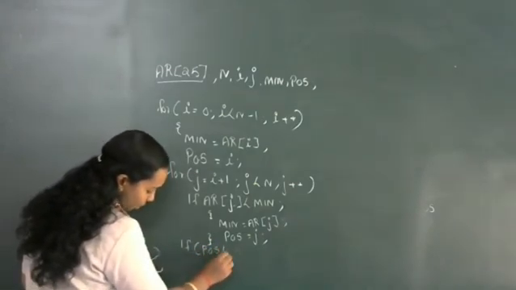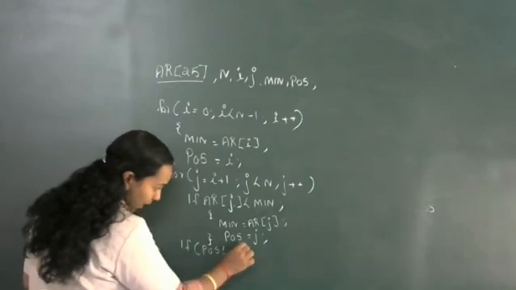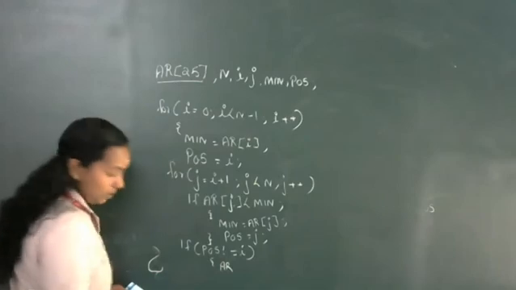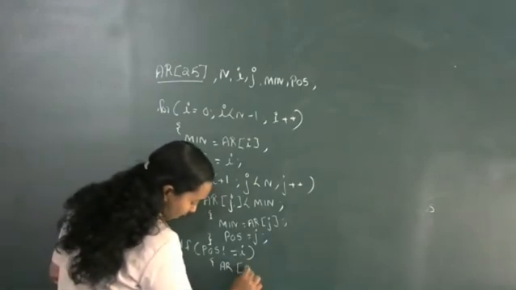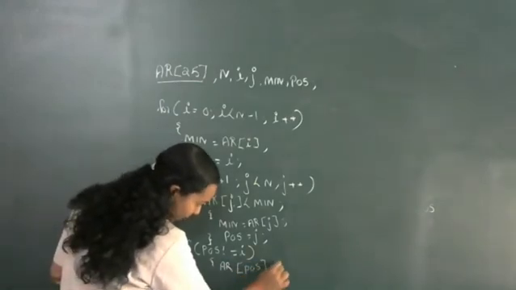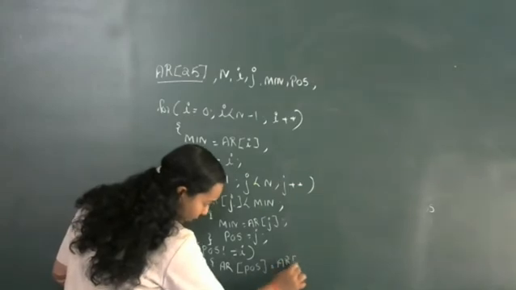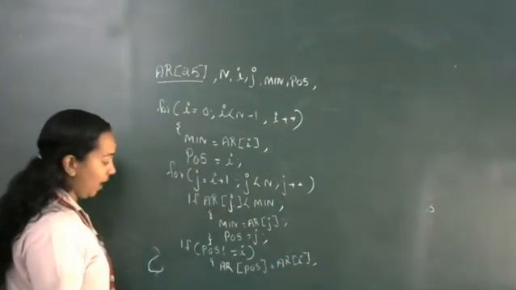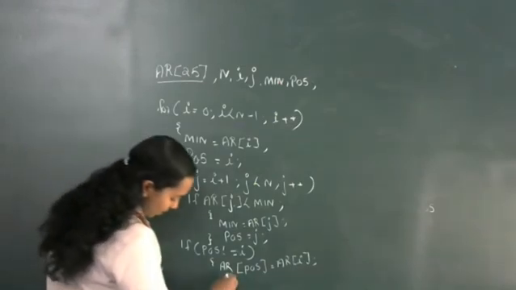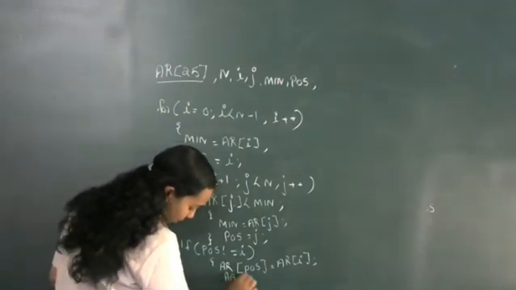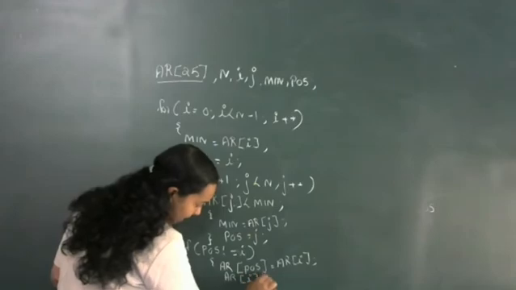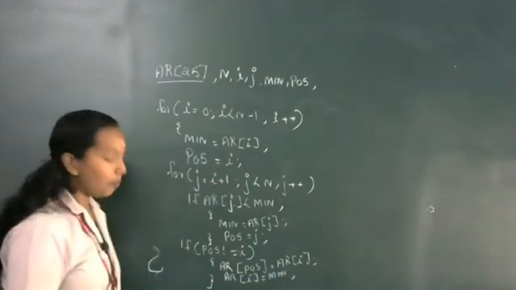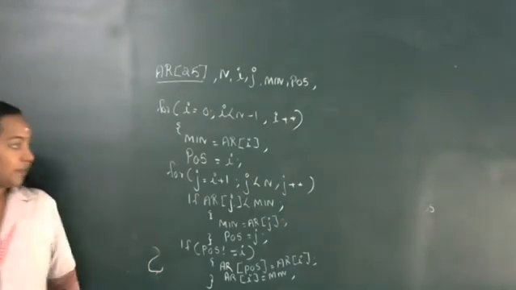If POS not equal to I, AR of POS is equal to AR of I, and one more, AR of I is equal to min. Close the bracket. Clear?